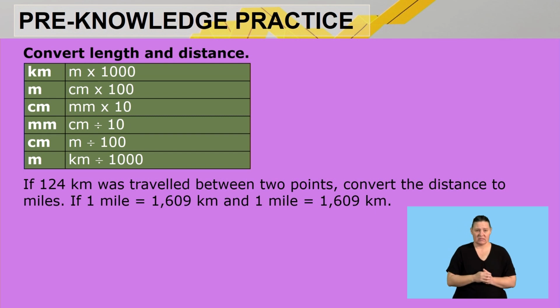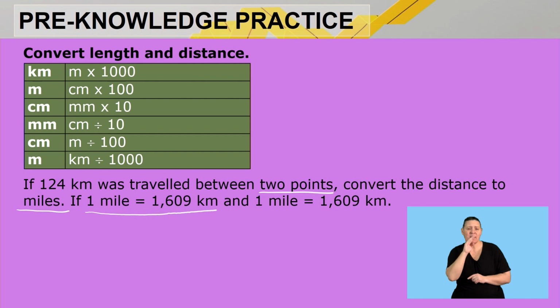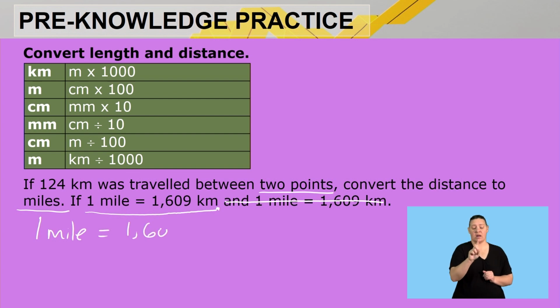Now looking at the example, it says if 124 kilometers was traveled between 2 points, convert the distance to miles if 1 mile is equals to 1.609 kilometers. So now this question should have ended here, so we can erase this one because it's a repetition. Now let's have what we know. We know that 1 mile is equals to 1.609 kilometers, and we are converting 124 kilometers.